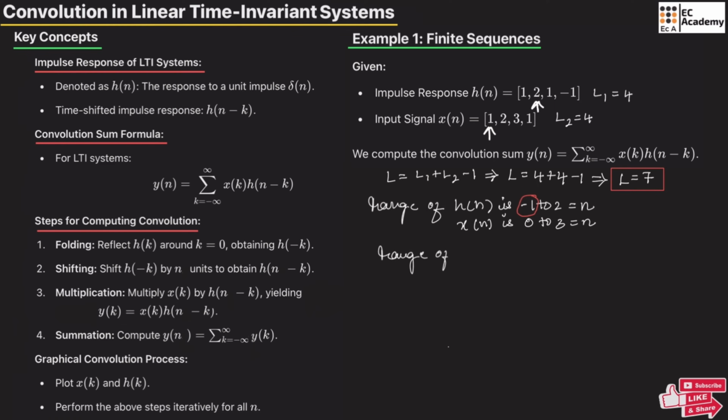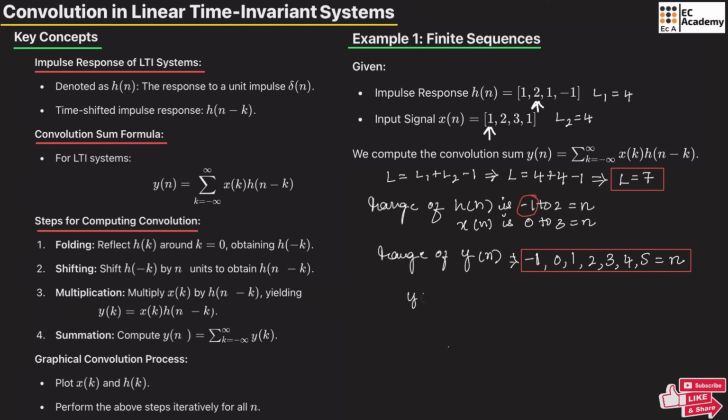The range of output sequence y of n will be from -1, and it will have 7 values from -1. So it will have the values -1, 0, 1, 2, 3, 4 and 5. So these are the values we need to give for n for our calculation of output sequence. So for these values of n, we'll get the 7 values for the output sequence which we need to find.